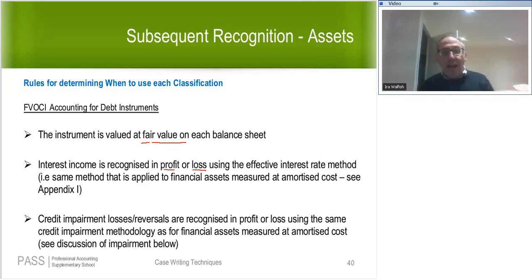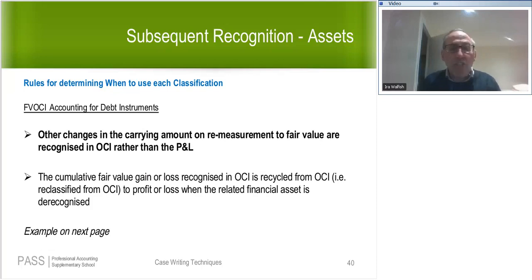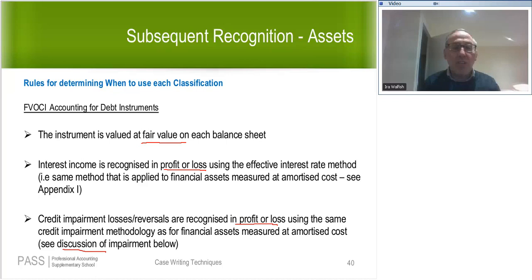Any other changes in the carrying amount on remeasurement to fair value would go through OCI. So guys, just so you understand, credit impairment goes through the P&L. Any other change goes through OCI rather than P&L. And again, it doesn't matter whether the value goes up or down. Everybody understand that? Either way, we revalue the asset.